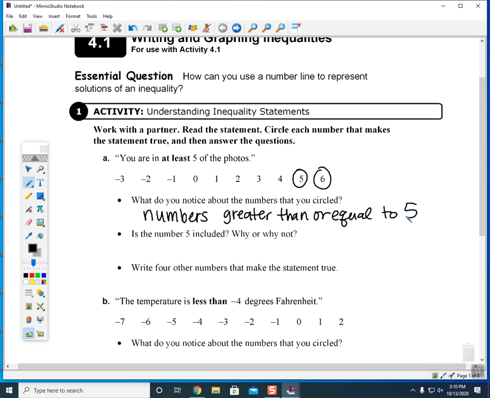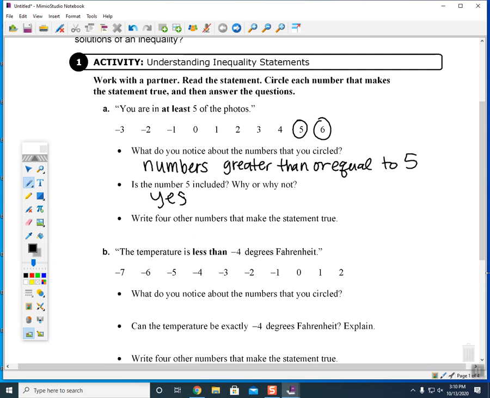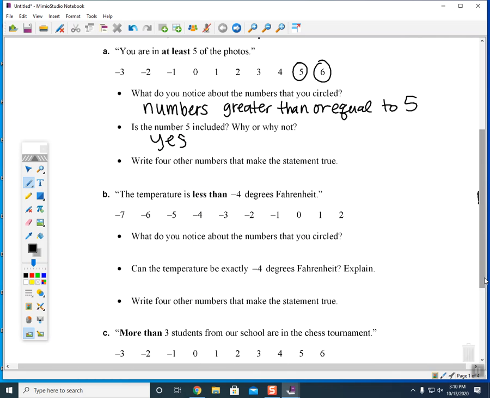Are we including the number 5? Yes, we are. We are including the number 5 because we're giving that as a reference, right? It's not more than 5, it's at least 5. So the smallest number it can be is 5. So what other numbers could we include in this? Well, anything greater than 5, right? So I could have 7. I could have 12. I could have 16. I could have 286, right? Anything greater than or equal to 5 works for this inequality.